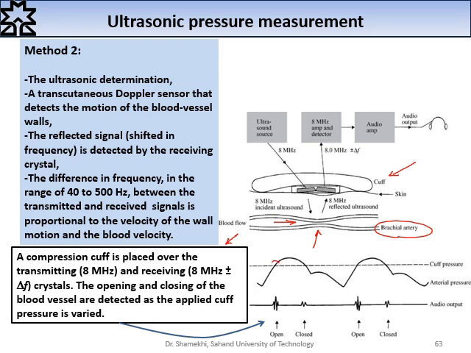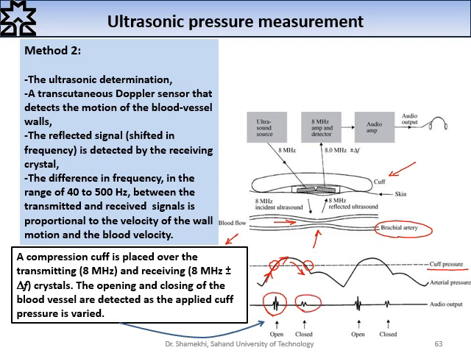As you can see, this is the applied cuff pressure, and here is the opening point and here is the closing point, because when the pressure inside the vessel passes the cuff pressure to higher values, it can open the path. But when the pressure is decreased to the lower pressures of the cuff pressure, the path will be closed.